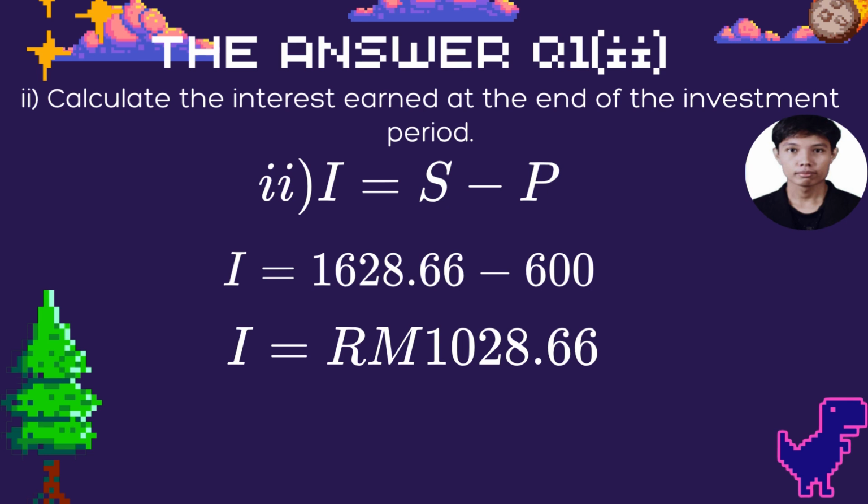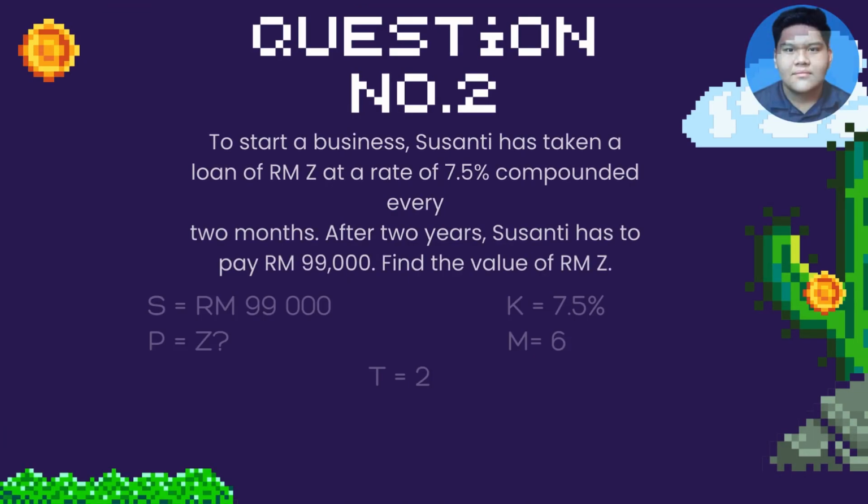Okay, let's move to question 1, Roman 2. Calculate the interest earned at the end of the investment period. In this situation, we use the formula I equals S minus P. I is the interest earned, S is the total accumulated amount, and lastly P is the principal amount. So next, I equals 1628.66 minus 600. So the interest earned at the end of the investment period is I equals RM 1028.66. That's all from me. Let's take a look at question number 2.